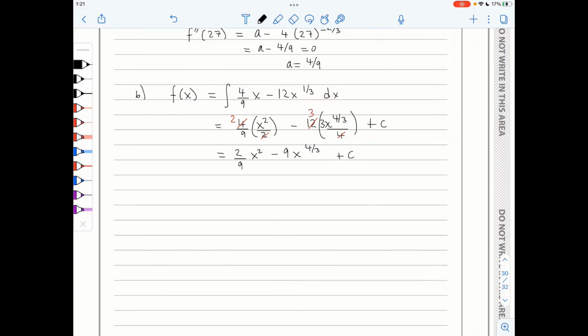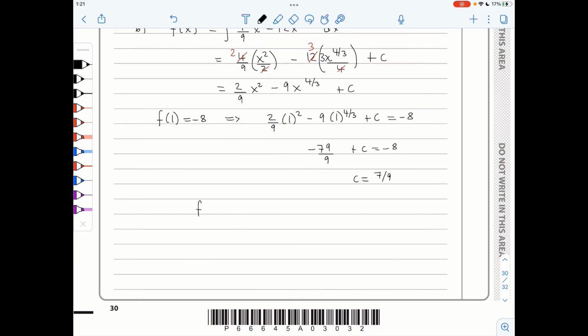We know that we pass through the point (1, negative 8), which means that f of 1 must be giving me negative 8. And therefore 2 over 9 times 1 squared minus 9 times 1 to the 4 over 3 plus c is negative 8. So on the left hand side it's minus 79 over 9 plus c is negative 8, which gives a value for c of 7 over 9, and therefore my final answer will be f of x is 2 over 9 x squared minus 9x to the 4 over 3 plus 7 over 9.